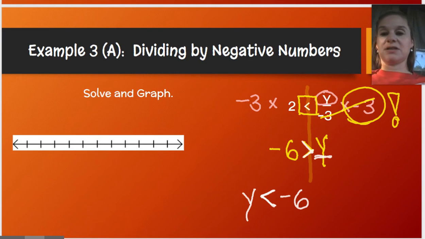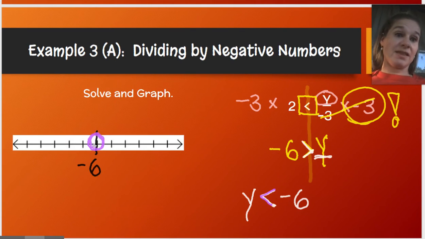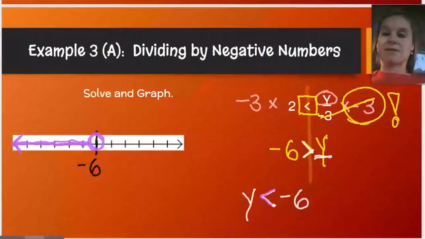First I have to decide where my -6 is. I'm going to pick somewhere right in the middle. And now I have to decide if I have an open or a closed circle. This one does not have an equal sign or equals to, so it's just going to be an open circle at -6, and then it's going to be everything less than -6. So it's shaded in to the left, which is less than.